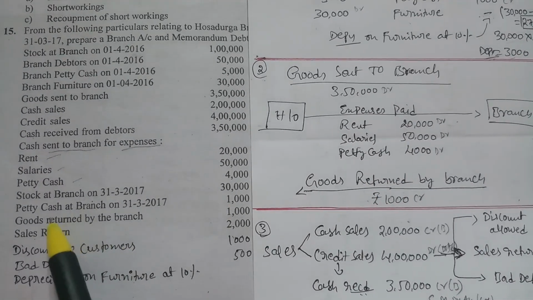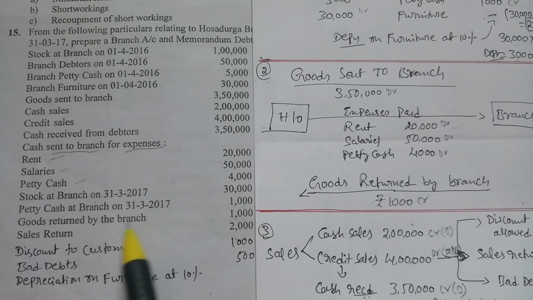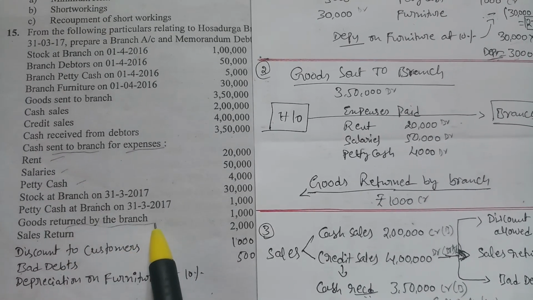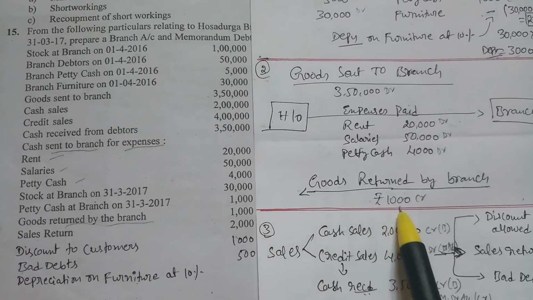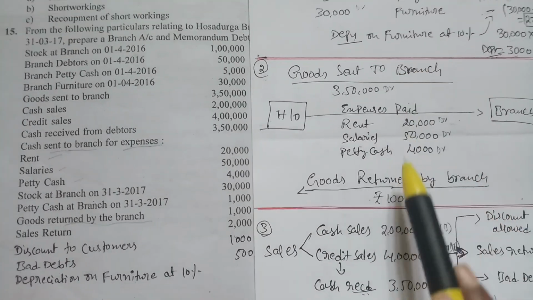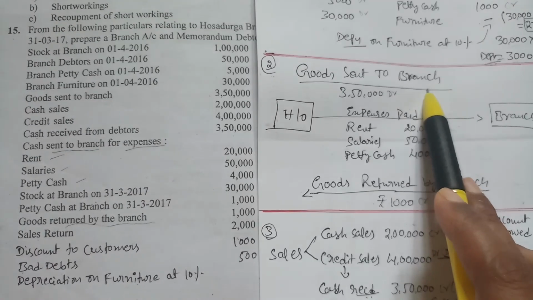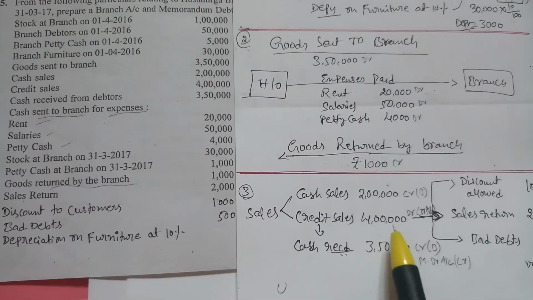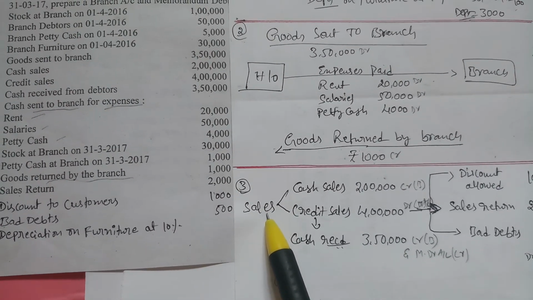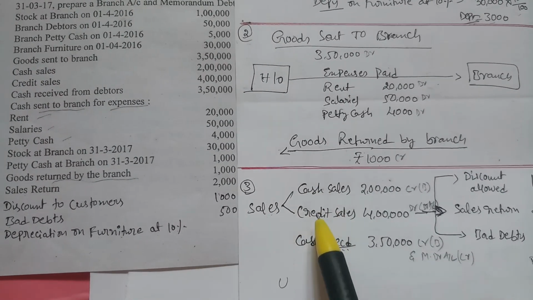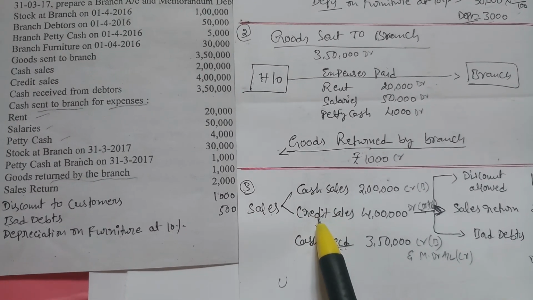Next, goods returned by the branch to head office, that is 1,000 rupees. This is the second part, goods sent to branch. The third part I'm doing is related to sales. These sales are cash sales and credit sales, which means the debtor will come here.